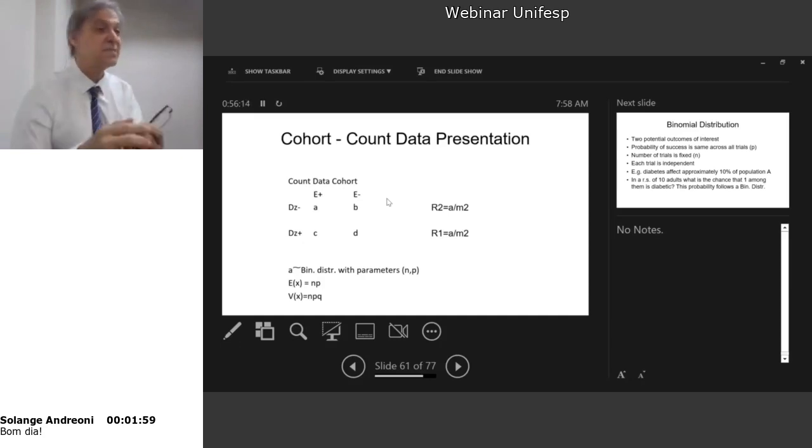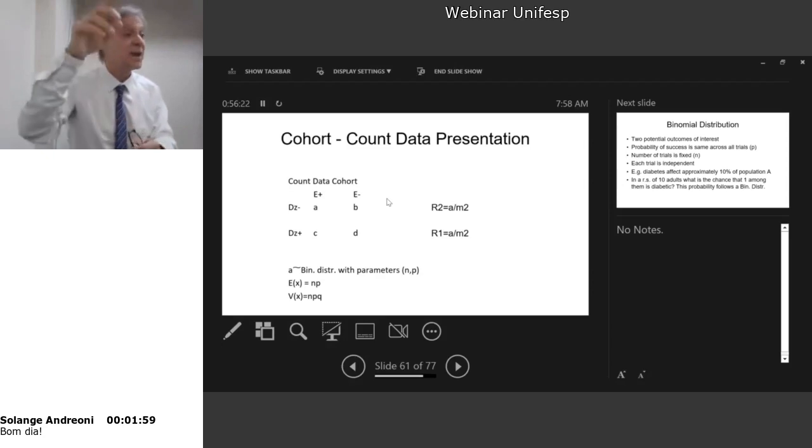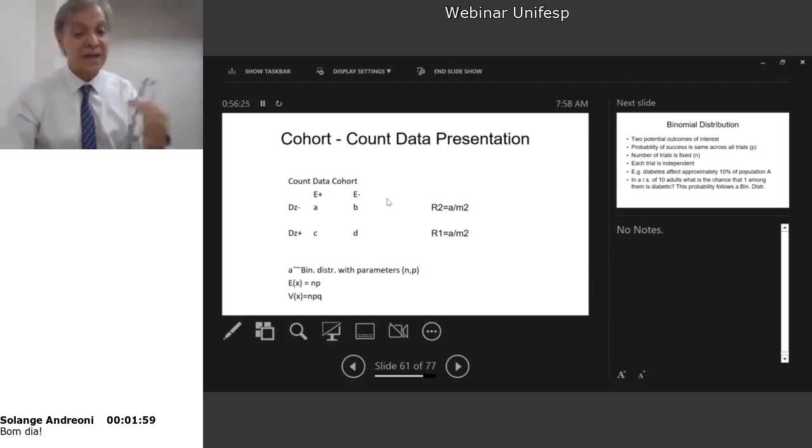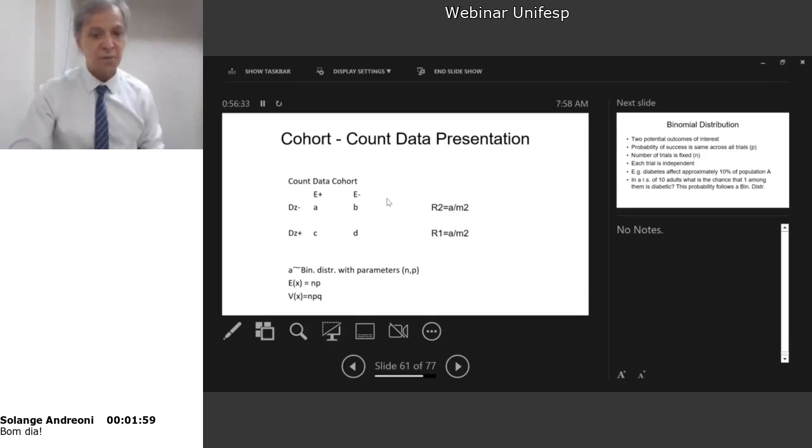Just the variance of A is NPQ. The variance of the proportion is NPQ over N squared, so it's PQ over N actually. And the standard deviation is the square root of that. I didn't give all the formulas, but you'll see that later on when you go over the cohort. I showed the formula, so now you don't need to remember it; you know where it's coming from.